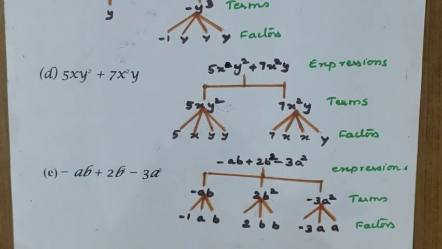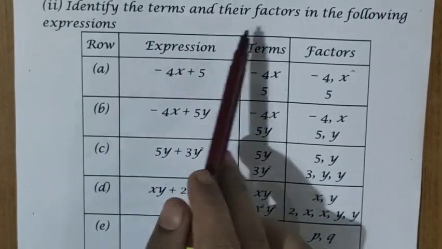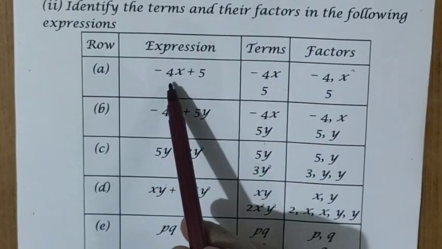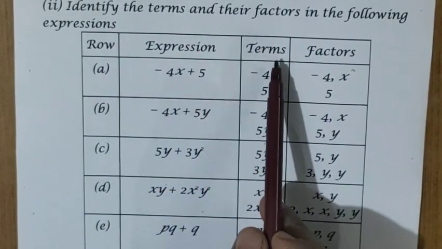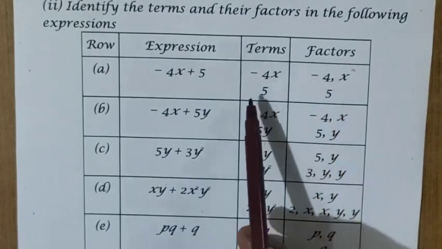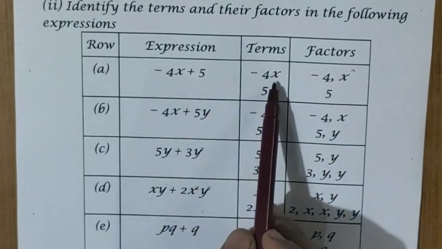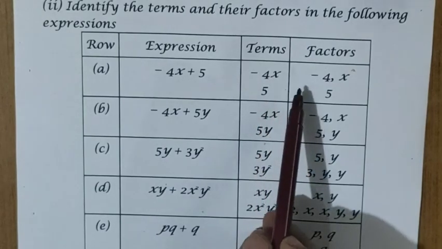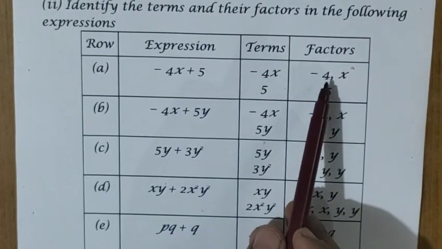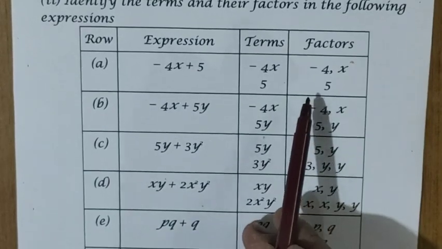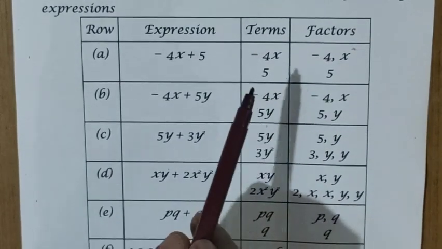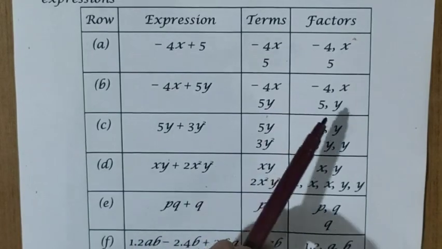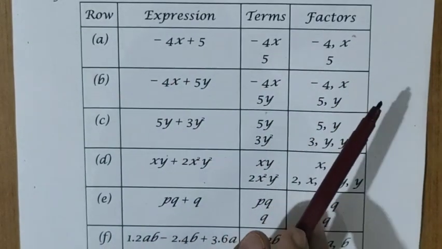So the tree diagram we already learned in the examples, same as that you have to do this exercise also. And the second part of the question, let us see now. Identify the terms and their factors in the following expression. Expression is minus 4x plus 5. I have written terms and factors in separate columns. Minus 4x is the first term, 5 is the second term. Minus 4x, what are the factors? Minus 4 comma x, and 5. Previous question and this question, what is the difference? In the previous part they told to draw a tree diagram, here nothing is told. So directly you can draw the table and complete it fast.